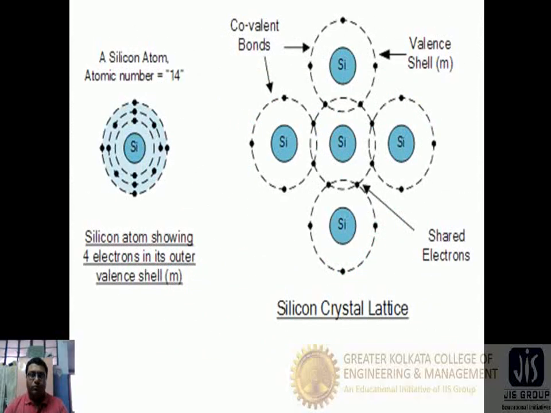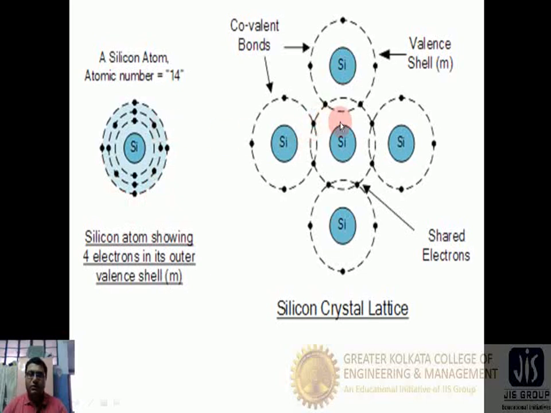So now we move to the silicon atomic structure. For silicon, we can see the atomic number is 14. That means if we arrange these electrons, the outer cell has 4 electrons. The silicon atom has 4 electrons in its outer orbit, or outer cell.